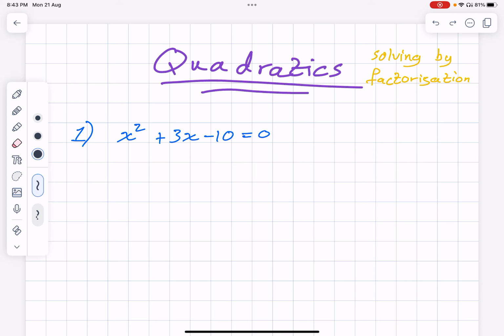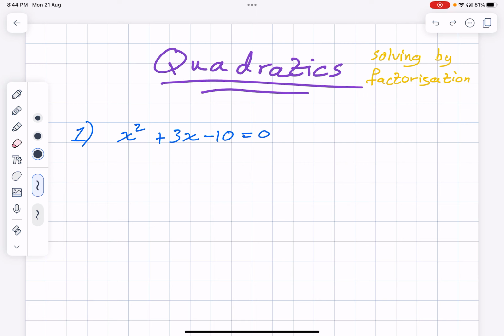Today's video will talk about the first chapter in the Pure Math 1 book, which is Quadratics. In this video, we will learn how to solve quadratic equations using the factorization method. As you can see in front of you, we have an example where x squared plus 3x minus 10 is equal to 0. There are many ways to solve this equation and find what x is.